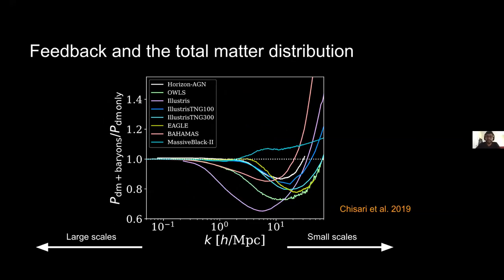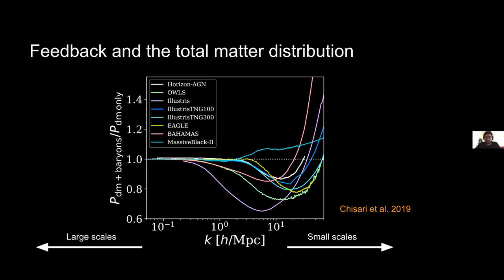but the resulting feedback from the AGN in massive galaxies also affects the large-scale clustering of matter. So this is a compilation of results from hydrodynamical simulations by Cesari et al., which shows the ratio of the power spectrum in a simulation with dark matter and baryons divided by the power spectrum in a dark matter only simulation as a function of scale.